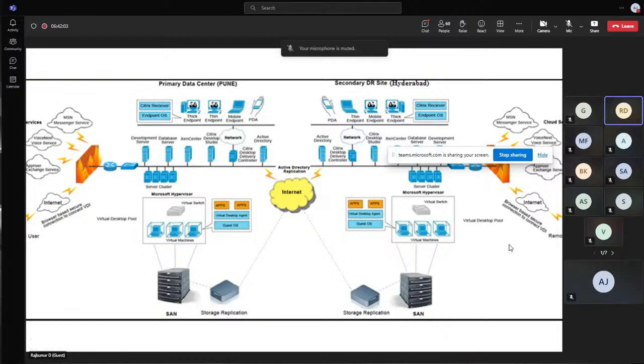Okay, this picture may not be that clear. Here there are two different sites, one in Pune, one in Hyderabad. Pune is the primary site, the secondary site is in Hyderabad. There is Active Directory replication. All logins that are created will also be there on the Azure directory service or Active Directory, because it's the same login.